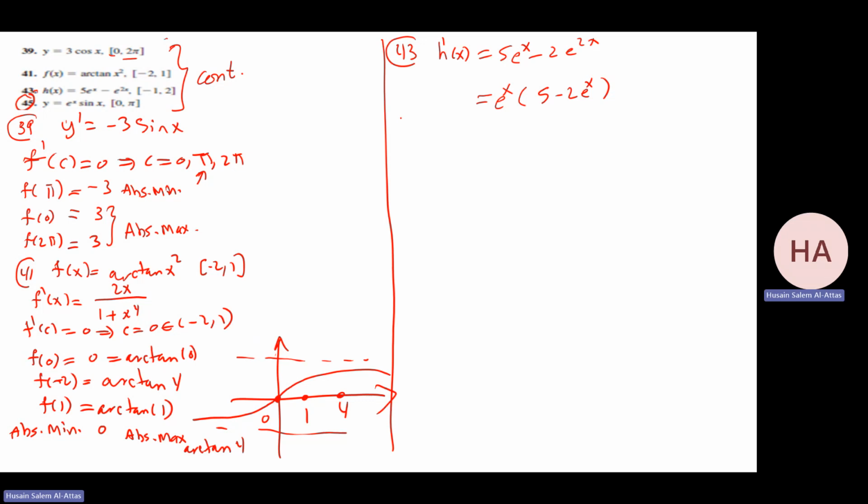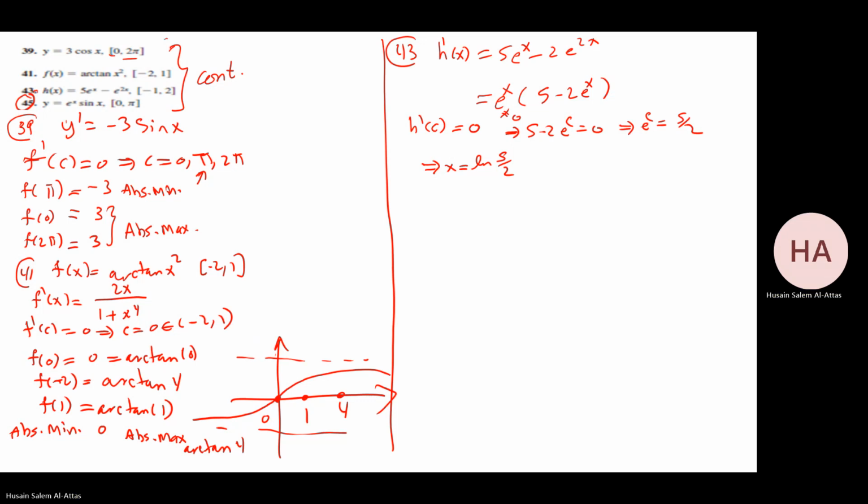Now we'll say h prime at c equals 0. e^c cannot be equal to 0. So I have 5 minus 2e^c equals 0, so e^c equals 5 over 2. Take ln, that implies x equals ln 5 over 2. Okay. Now I need to check the numbers. Yeah, I think we need the calculator in this case, which is very complicated.